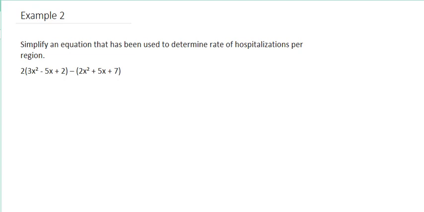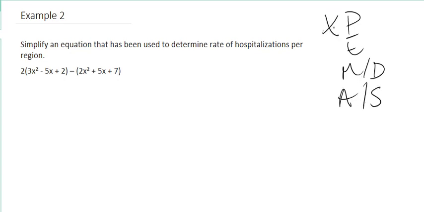As we always remember, Please Excuse My Dear Aunt Sally. So we looked at parentheses, now we can look at E for exponents, and we can see that there's nothing we can do for exponents because the x squared does not need to be done. So we can leave it as is. So now we move on to multiplication and division, which in this equation is the same as distribution.